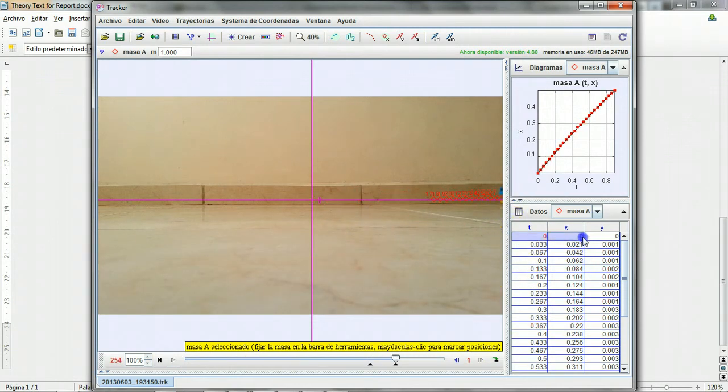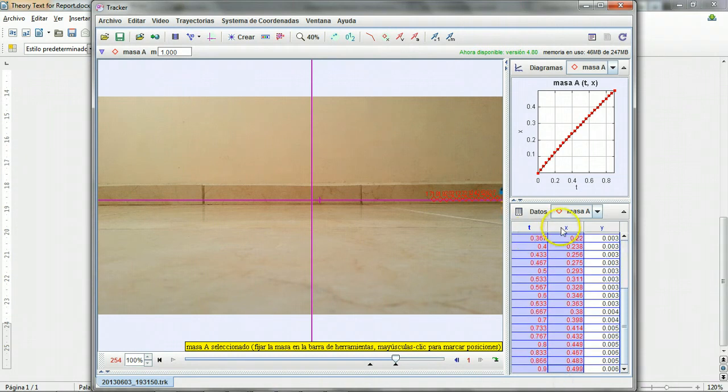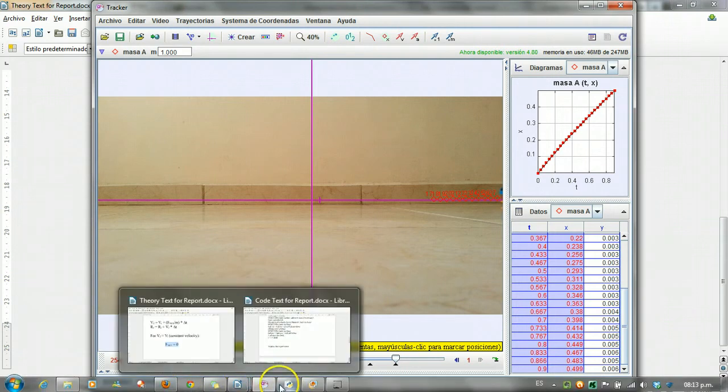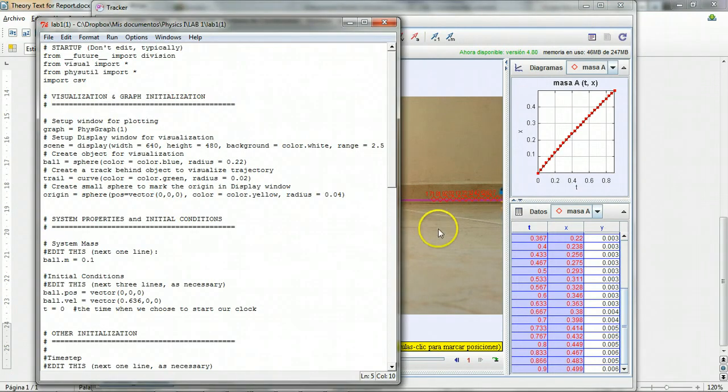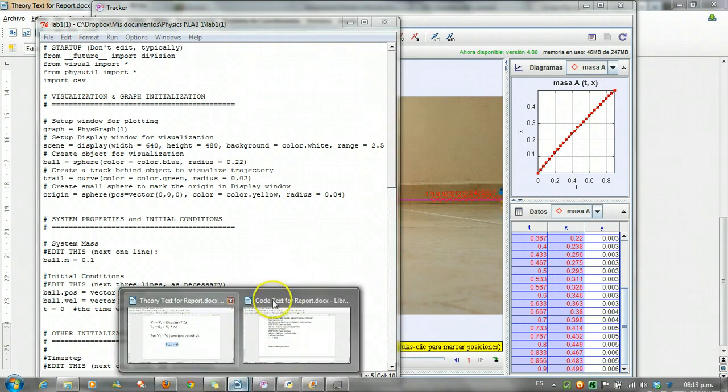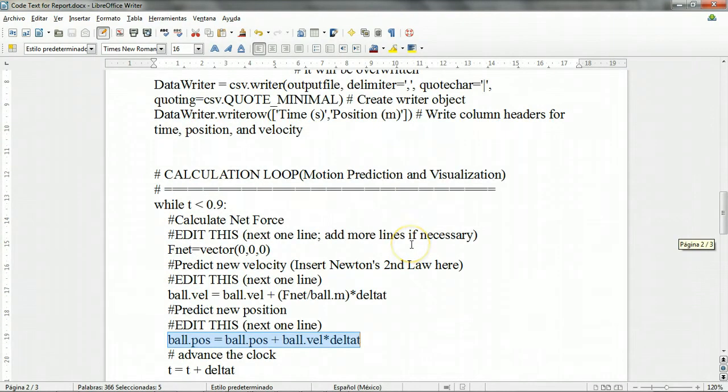I obtained my data, time versus position, and then for my model, for my computational model, I used this code.